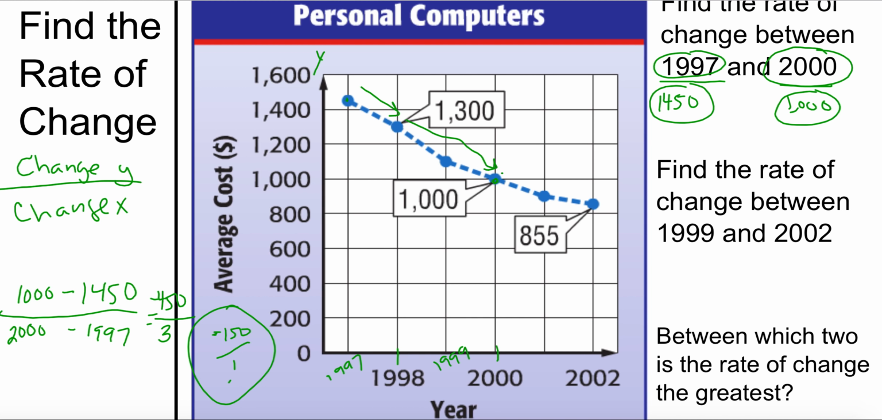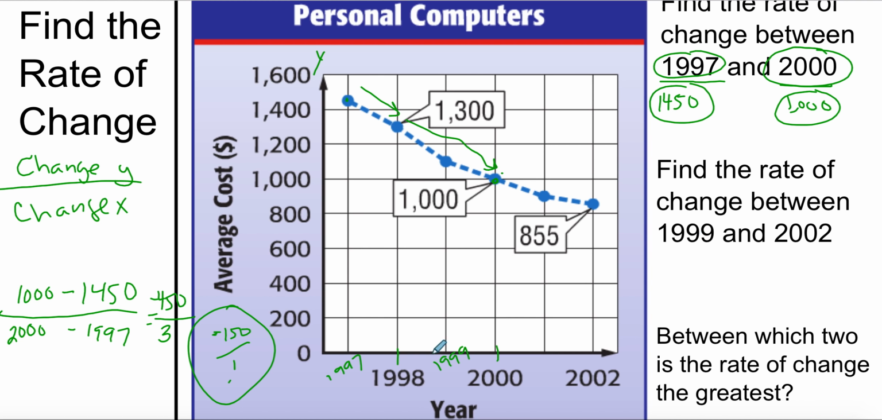Find the rate of change between 1999 and 2000. Now notice some of these are a little bit steeper than others. Pretend like you're skiing down a mountain. You're going to go fast, you're going to go a little faster, you're going to slow down a little bit more all the way to the end there. So some of these are going to have much more steep slopes than the others.